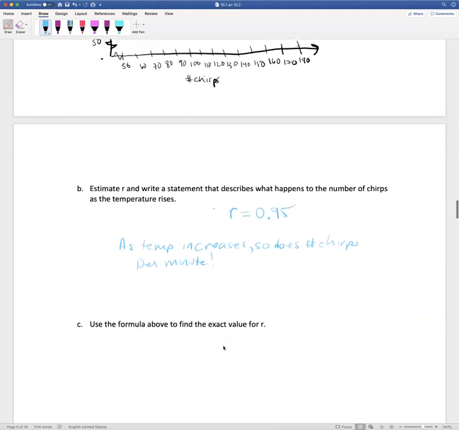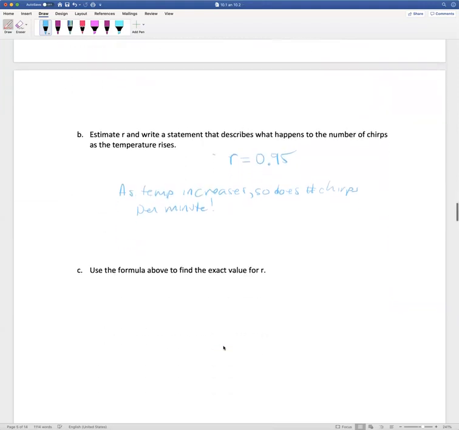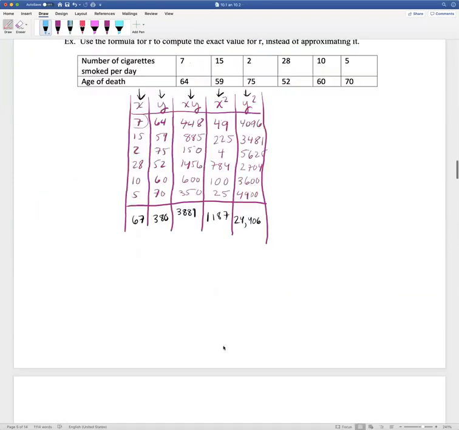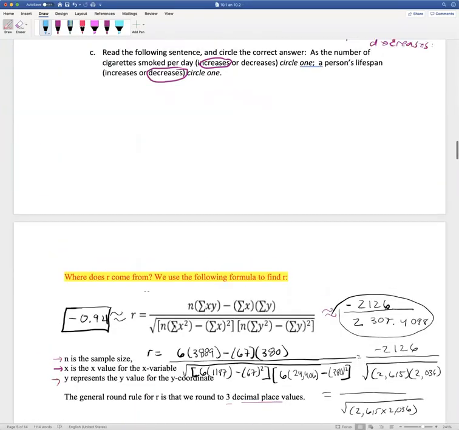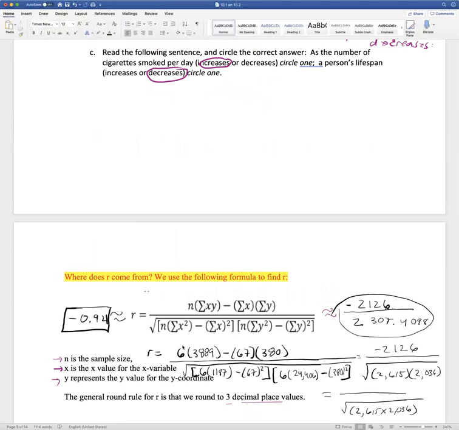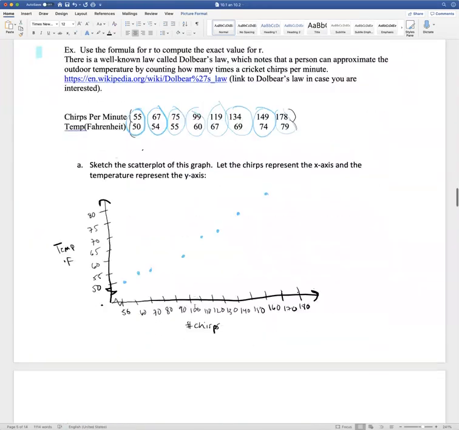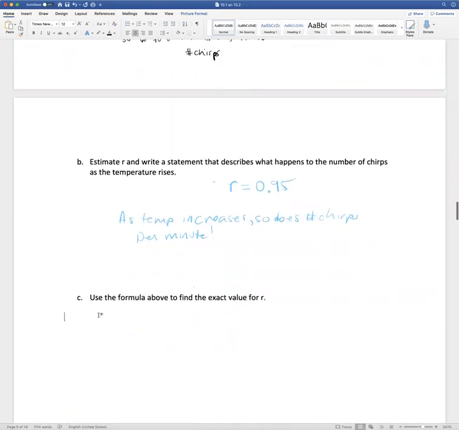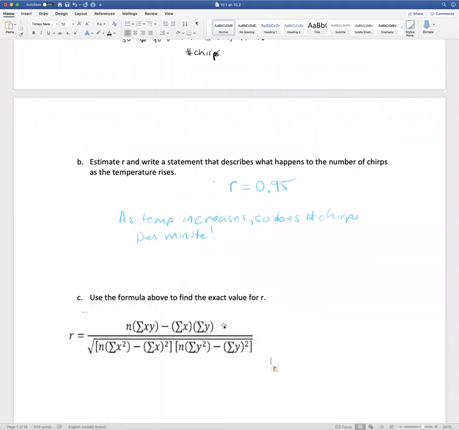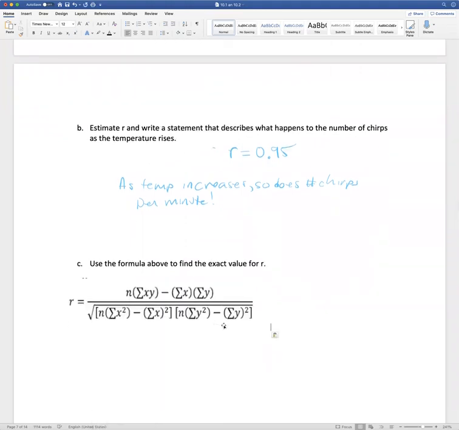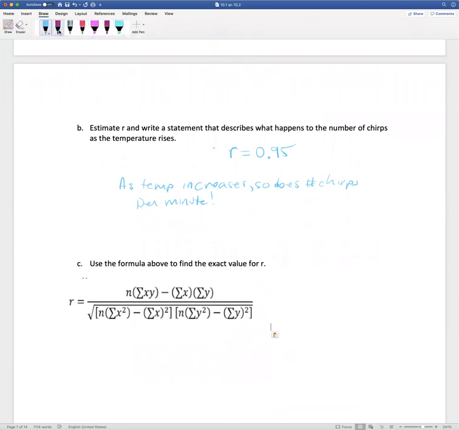Okay, so the next bit says, use the formula above to find the exact value for R. So what I'm going to do is cut and paste that formula that we had before. Let me cut this and copy this. Let me paste it over here. Okay, so here's what the formula looks like. And off to the side, I'm going to create the chart that we did before.